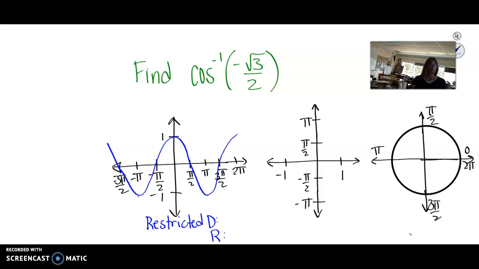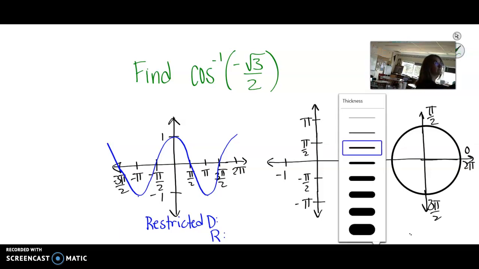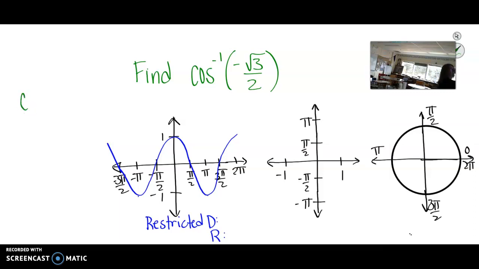So what we started going over is, let's look at this as a positive square root of 3 over 2 and figure out what the cosine of positive square root of 3 over 2 is, and then we'll switch to the negative. So remember, what we're finding is an angle. Cosine inverse means we're finding an angle, or arc cosine is another way to say that. It means the same thing. So you could also have written this as arc cosine of negative square root of 3 over 2.